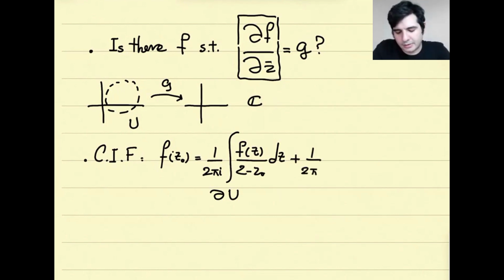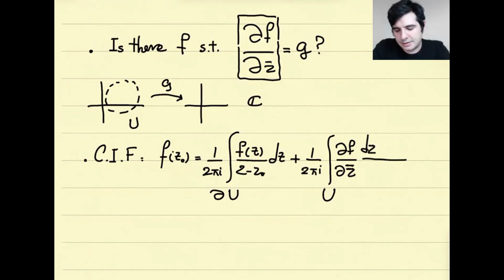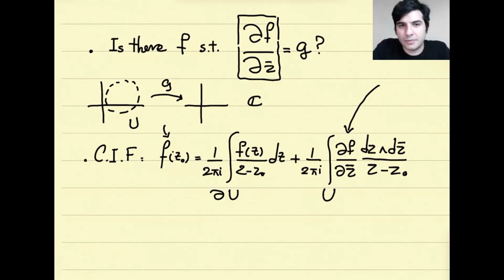So the second integral is an integral over the whole u, which includes the derivative of f with respect to z bar, dz, dz bar over z minus z naught, right? This is good because now we see the term we were looking for. This formula relates the values of f at some points with its derivative with respect to z bar. So if we find some solution, this term here is supposed to be equal to g of z, right?